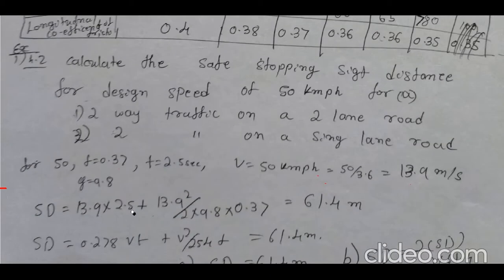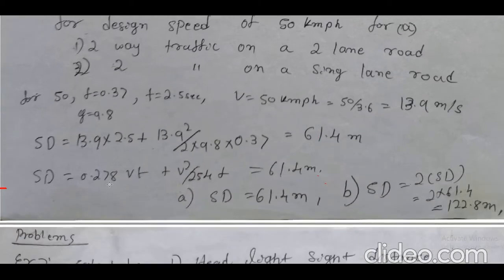Here we solve it on the board. 50 divided by 3.6, you will get 13.9 meter per second. In terms of kmph, 0.278 Vt plus V square by 254 of 16.14. Here V is 50 in kmph, and in meter per second the V is 13.9.